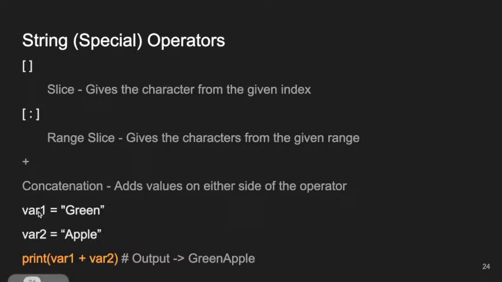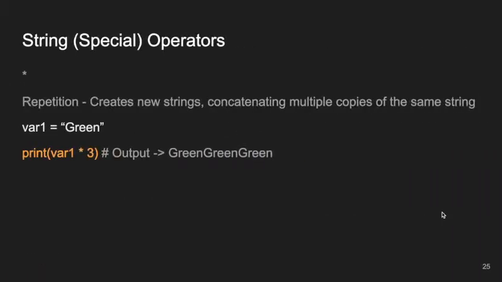Now we have two variables here. One is green, one is apple. When we use plus, so we are printing variable 1 plus variable 2, you get green apple, without any space, because we didn't add any space. You can try that out and see.